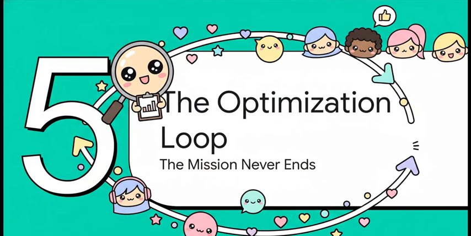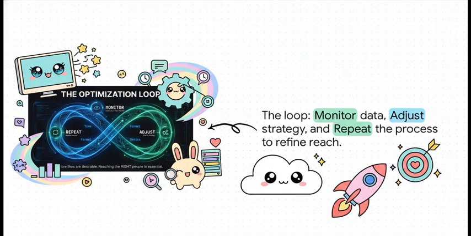Okay, this brings us to our final and maybe the most important point of all. Finding your audience, it's not a one-time thing. It's not a task you can just check off your list. The mission truly never ends. You see, success in the digital space is a continuous loop. You have to constantly monitor the data to see what's working and what isn't. Then you adjust your strategy based on what you learn. Maybe you change the timing or the format or the message itself. And then you repeat the whole process, always learning, always refining, always getting better at reaching the right people.